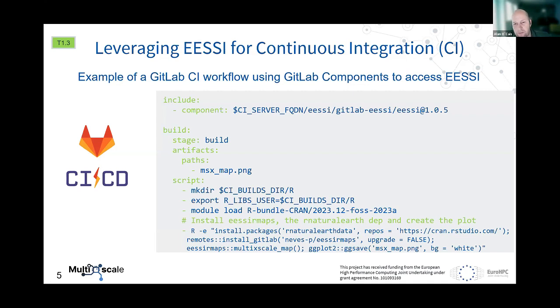I don't know much about them, right? But the one that was developed by us was this one, the one by Pedro. And all it does is create a map. A map of Europe, singling out all the countries that are involved in MultiXscale with a particular color. Right, so that's what that one does. So that's the same thing again. All you needed to do to be able to use this was to include this component, and all of the software that's available at EESSI is available.